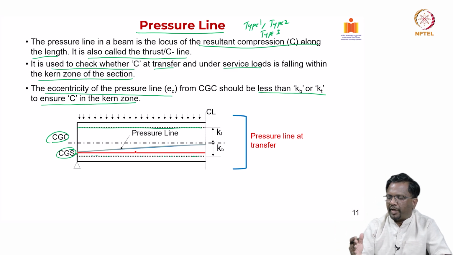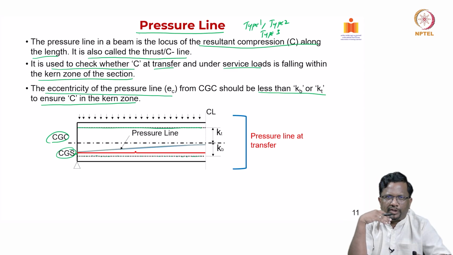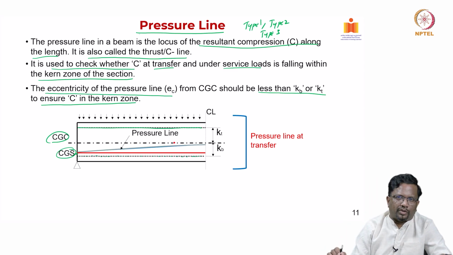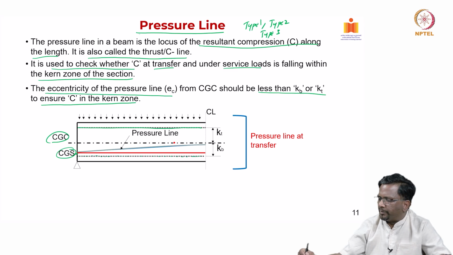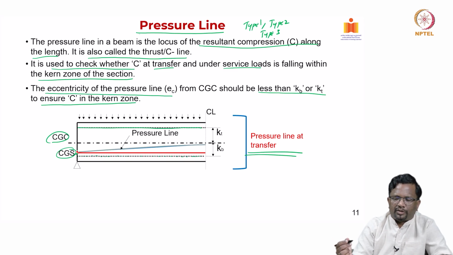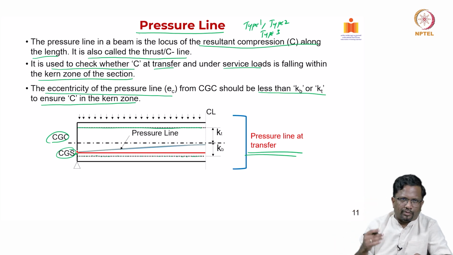For any demand on this cross section, we know that the C has to move away from T. How much it has moved away from T gives you an idea of what the pressure line is. This is the pressure line at transfer. You can see that the pressure line is very close to that of the pre-stressing strand at the support location, because there is no external moment at this section. That is why the pressure line and CGS will coincide. Pressure line EC will be equal to E.